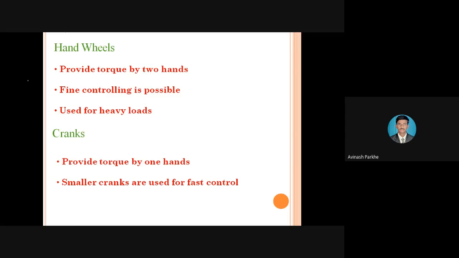It has the advantage that it provides torque by the two hands. It provides torque as it is a rotating element. Hand wheel is one of the rotating elements and it can provide torque to the two hands. Sometimes hand wheels can be operated by a single hand only, either the right hand or the left hand. But there are some heavy duty applications, in which we have to handle the wheel using two hands only. At that time, the wheel should provide the torque to the hands. Then a fine control arrangement is possible.